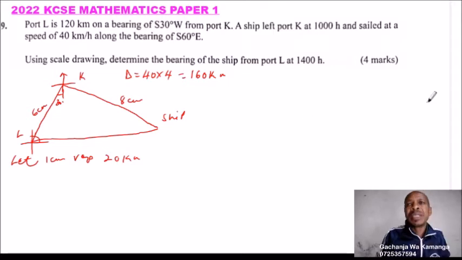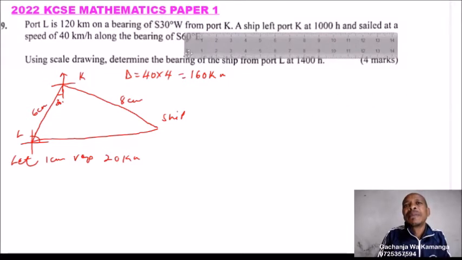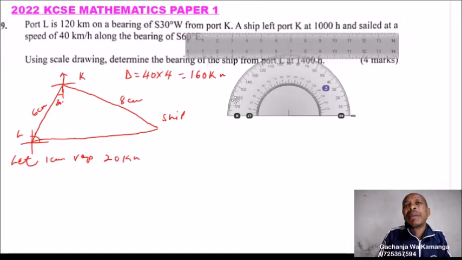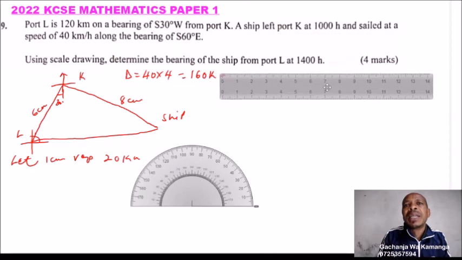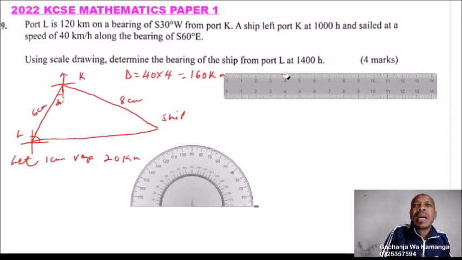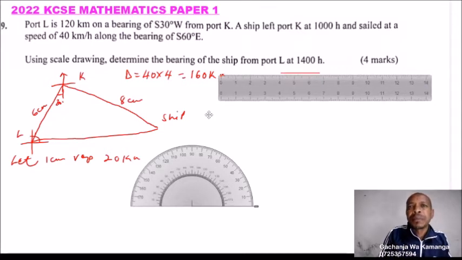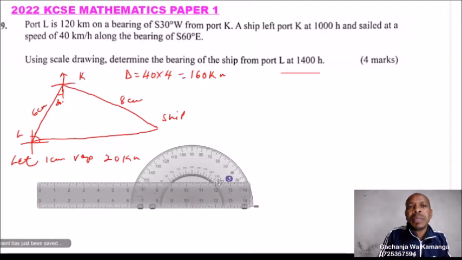What instrument do you need? You need a ruler. So you get a ruler. You also need a protractor. So we start with the ruler, and we draw that is a horizontal line. From there, bring a ruler here. Can make it a bit shorter.